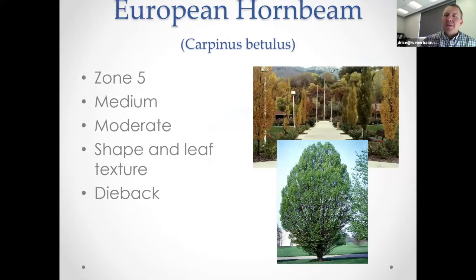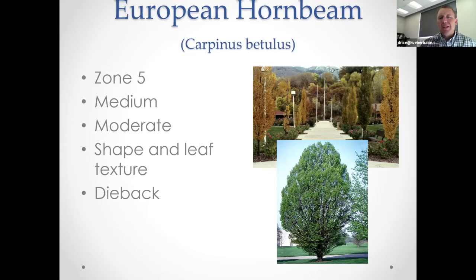And then next is European hornbeam. It is a little more upright as well. It kind of fits into the columnar category, although the picture at the bottom there shows it quite wide. The picture at the top is more of what I think is the European hornbeam. It's a little tighter in my opinion.